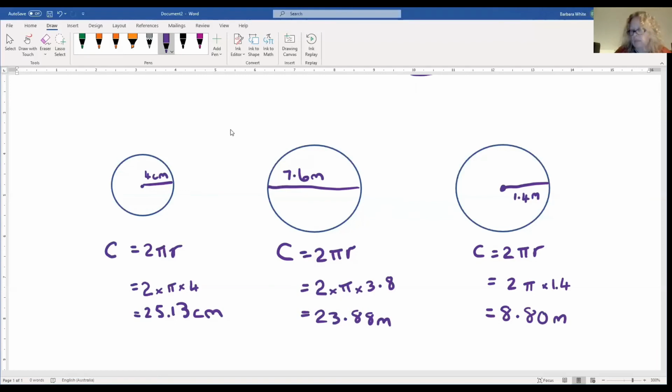You should be able to find your pi button somewhere down the bottom of your calculator. Mine's just above the exponent button, so I need to press shift, which is up here, and then press that to get pi. Your calculator is probably different, but make sure that you can get those answers out of your calculator for those 3 questions, and then you should be right to go and do some more.